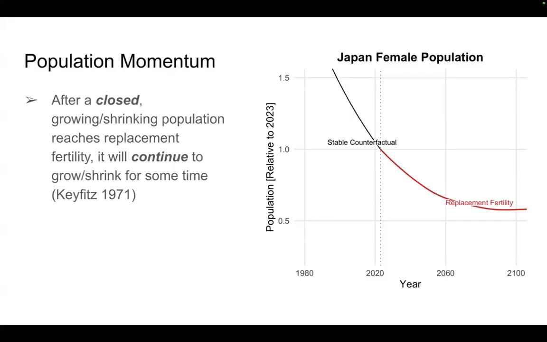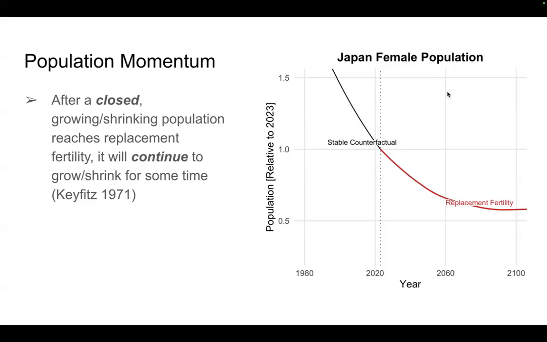So Keyfitz has this famous paper where he defined a lot of these things and laid them out. And so we can think about population momentum as a closed, growing or shrinking population. After that population reaches replacement fertility, it will continue to grow or shrink for some time. And that's where the name momentum comes from. It's like even after you take the wind out of the sails, it keeps going forward, right? The population keeps doing what it was doing.